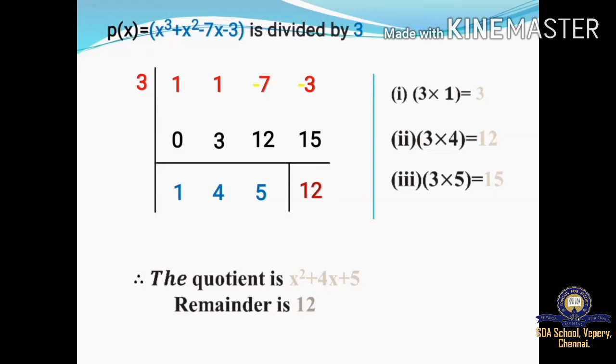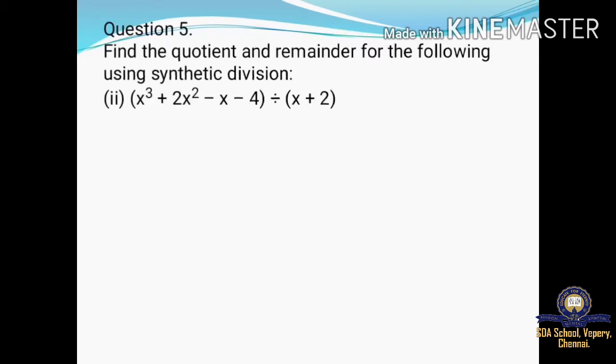First write 12. Okay, this is the second step. Write 12. Then you are left out with 1, 4 and 5, right? So this 1 is the x square term, 4 is x term and 5 is the constant term. So 1 into x square will give me x square, 4 into x will give me 4x, then 5. It's a constant term. You have to write as it is. Got it, students? Okay, let's move on to the second subdivision.